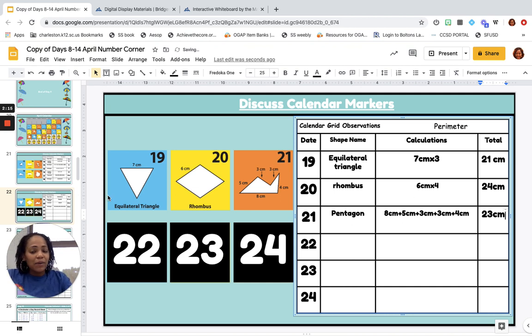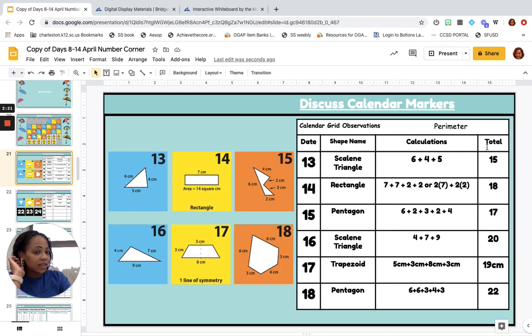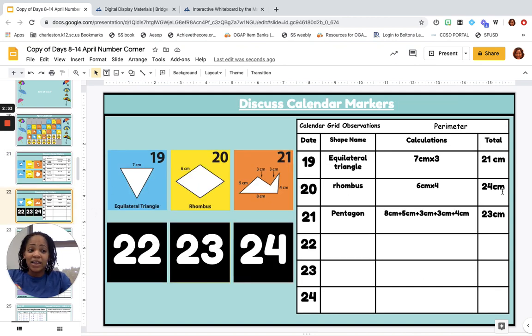Good. I want to point out that our perimeter is showing a pattern of some sort. It looks like we'll have a number, and the next day is 1 less, and then we're adding 3. And then it's 1 less, and then we're adding 3. That seems to be the pattern for our perimeter so far.